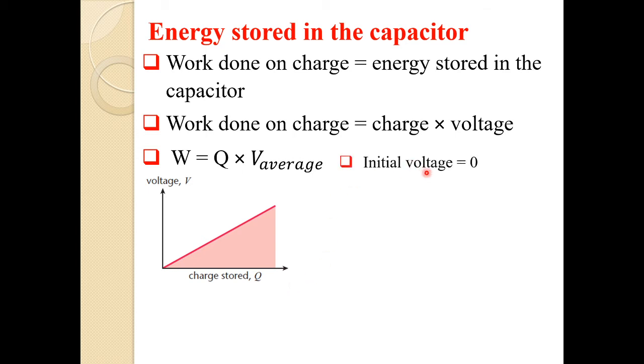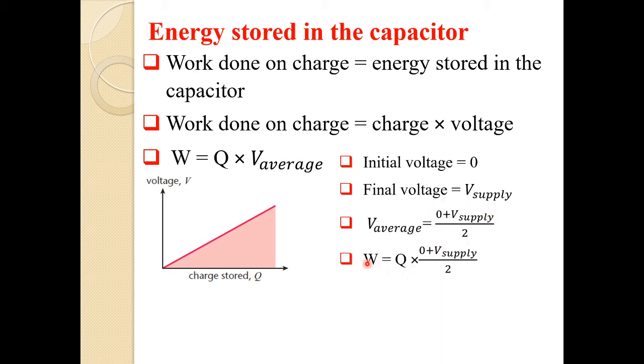Now the initial voltage is 0. Then the final voltage is the voltage of the supply. This is the final value. And now to get the average voltage, it is 0 plus V supply, divided by 2. So that's how we get the average voltage.